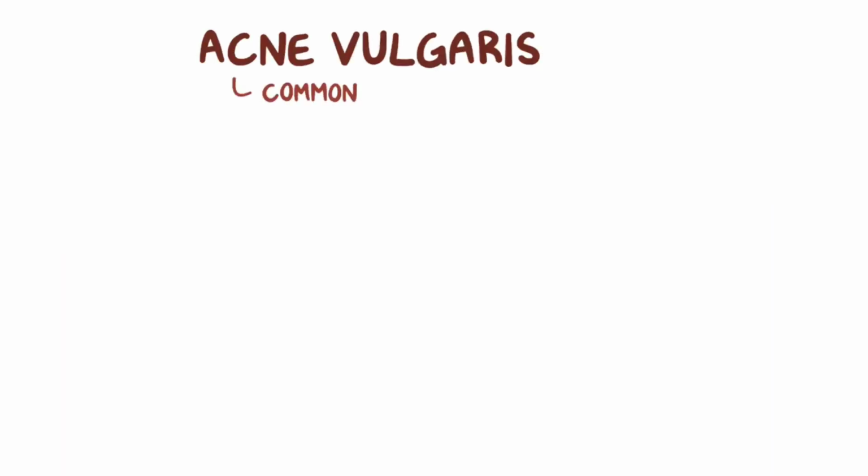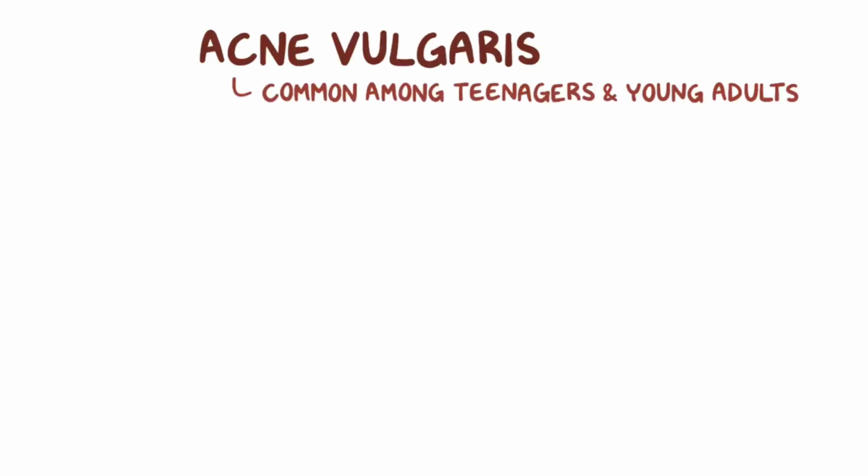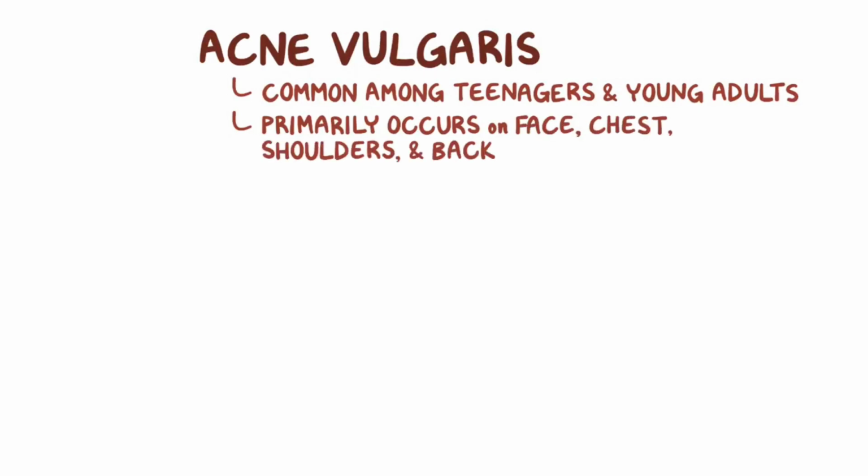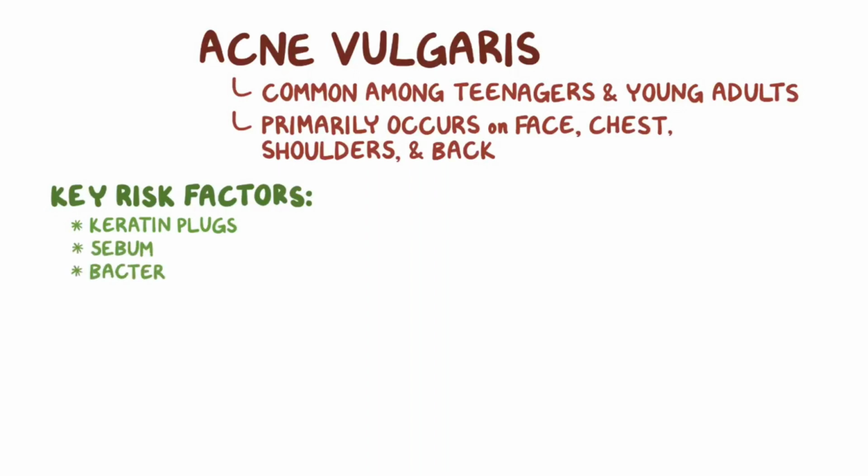Alright, as a quick recap. Acne vulgaris is very common among teenagers and young adults, and primarily happens on the face, chest, shoulders, and back. Key risk factors are keratin plugs, sebum, and bacterial overgrowth.